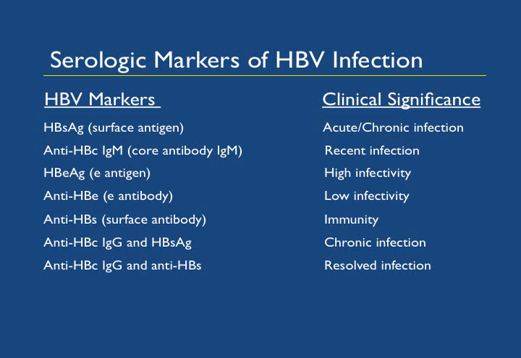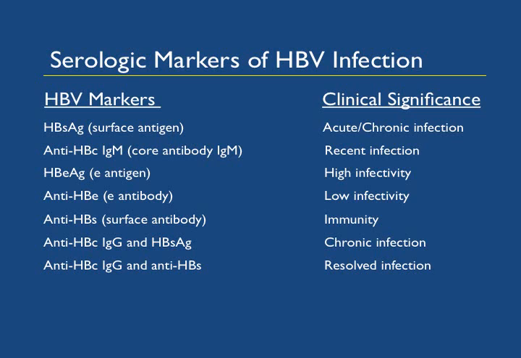Hepatitis B surface antigen is a marker of infection, but it doesn't tell us whether this is acute or chronic. The IgM core antibody is what differentiates recent infection from chronic infection, being positive in recent infection. Hepatitis B e antigen is a marker of higher level virus replication and infectivity. Anti-E antibody is a marker of lower infectivity, lower replication. Hepatitis B surface antibody is a marker of immunity.